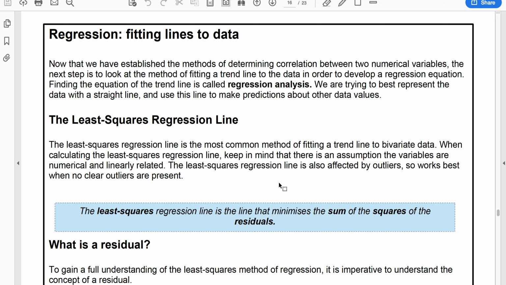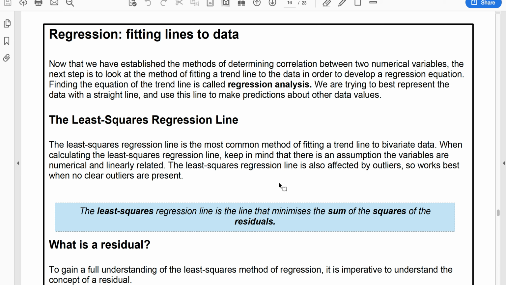In it I'm going to run through regression, so what regression is, and the particular method of regression that we're going to be using in this course, which is called the least squares regression. The reason that we're looking at regression now, as you can see, that means fit a line to the data, is that we have established how we can determine if there's a correlation or an association between two variables. And now what we want to do is try and make predictions using that correlation that we've found.